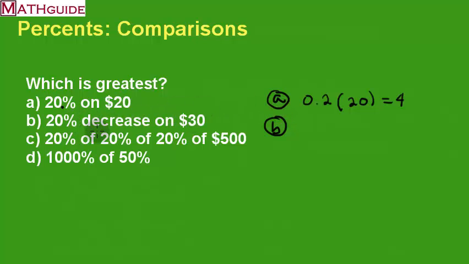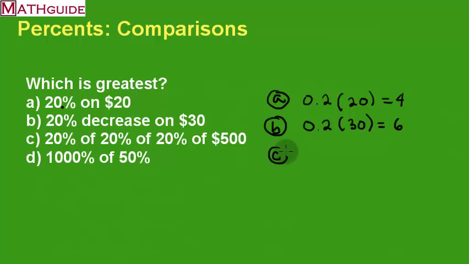20% decrease. Well, let's figure out, what's the 20% decrease on $30? Let's just take the 0.2, 20%, and multiply it by 30 this time. This will tell us how much the decrease is. Obviously it's got to be more than the first one, because you're taking 20% of 30 versus 20% of 20. So we should have known that B is greater than A.